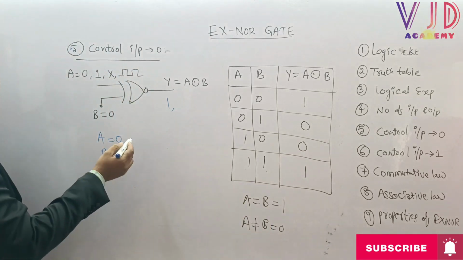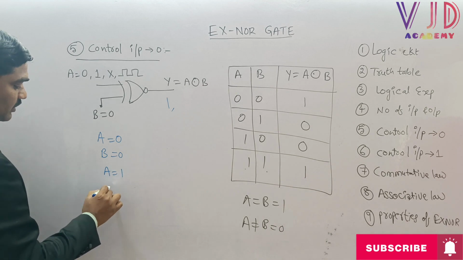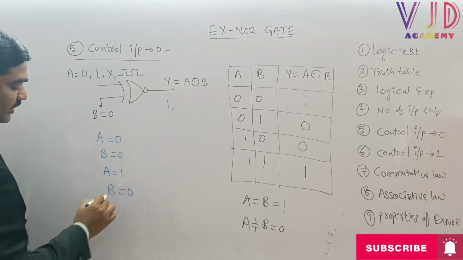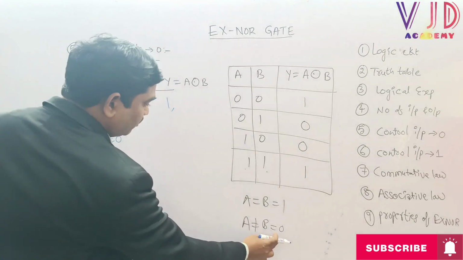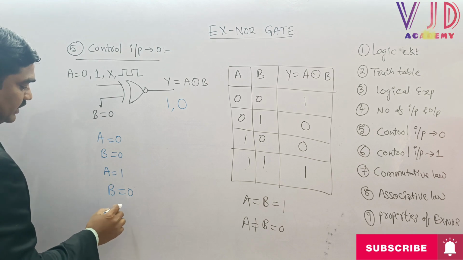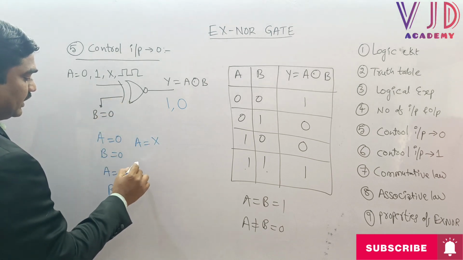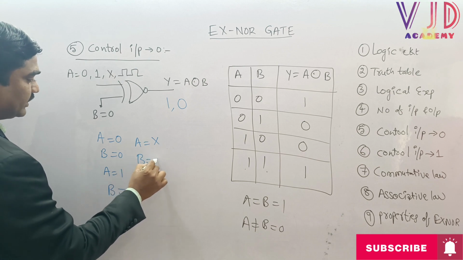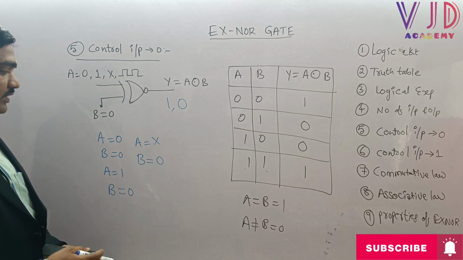Now the first case: input is 1, output is 1. Second case: here A equal to 1, B equal to 0. Sir, the moment when both inputs are not equal, I can say output is 0. And now the third case: A equal to X, and B equal to 0. Sir, now let us try to understand one thing.